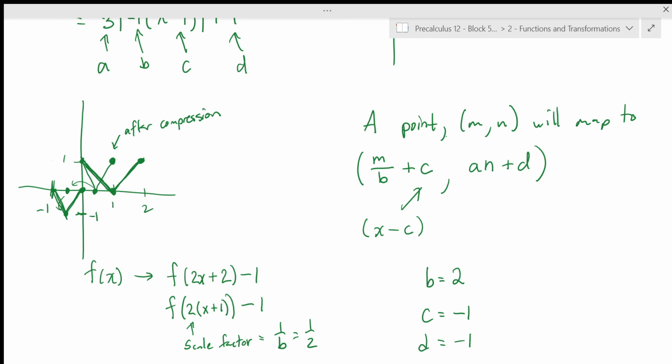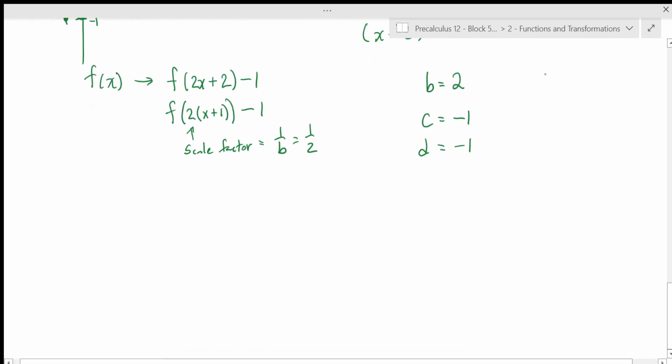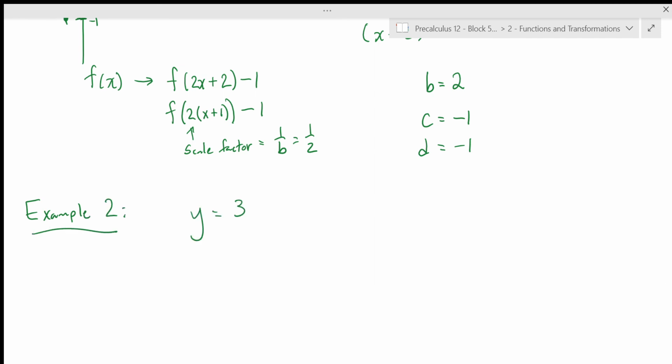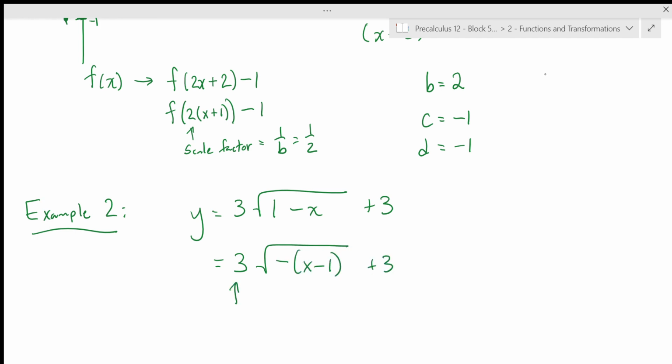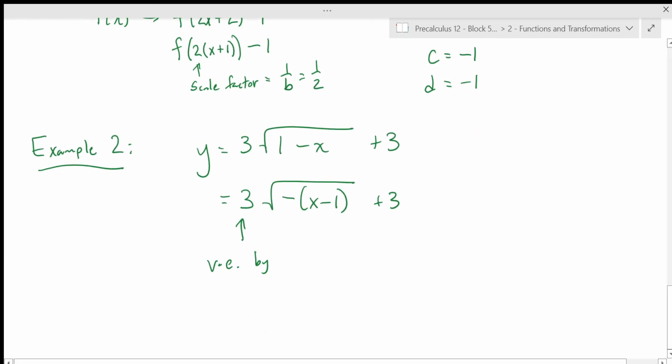Again, just to look at one more specific example function, we have y equals 3 radical of 1 minus x, plus 3. If I want to straighten out this function, this is 3 radical of negative x minus 1, plus 3. So this is a vertical expansion by scale factor 3.